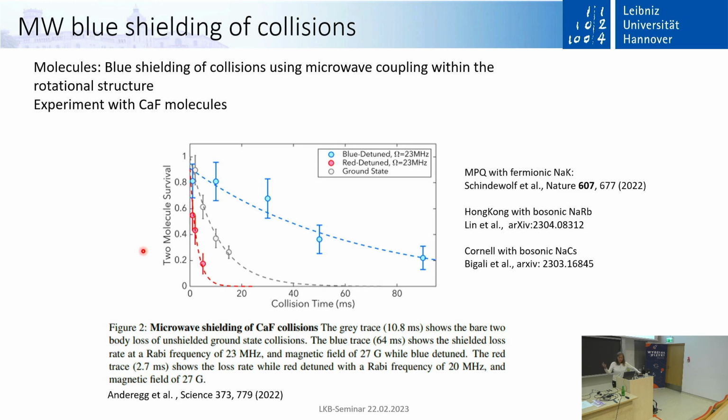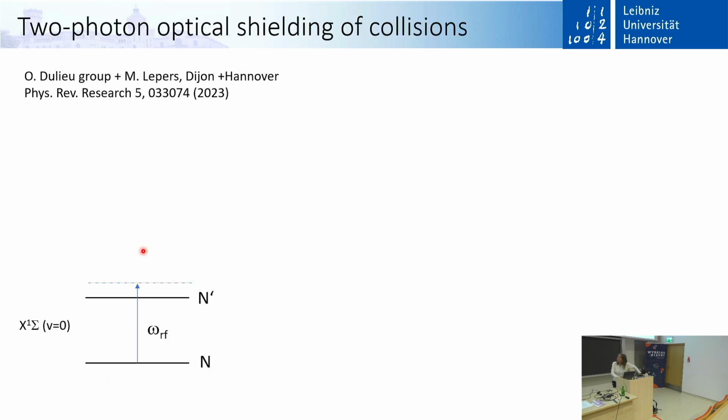Well, we would also like to do shielding, but we cannot do this with microwaves. And that's why we are interested in two-photon optical shielding of collisions, which Maxence already discussed at the beginning of this meeting in more detail. I'm just going quickly through those ideas. So this work is a collaboration with Olivier Douilleux, Maxence Leperc, and our own group in Hannover.